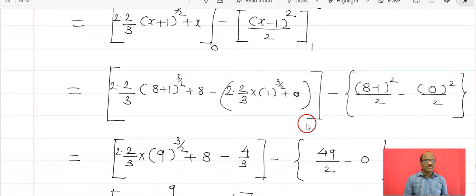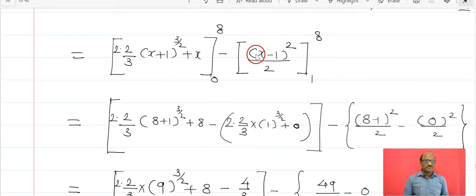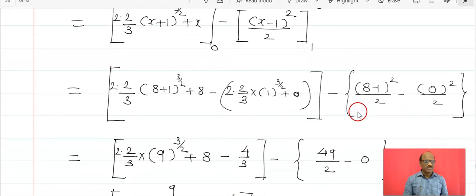What about the line? Put x equals 8. That is (8 minus 1) square upon 2, and x equals 0. If we substitute x equals 1, then 1 minus 1 becomes 0, 0 upon 2, and overall it will become 0. This is for the line and this is for the parabola.